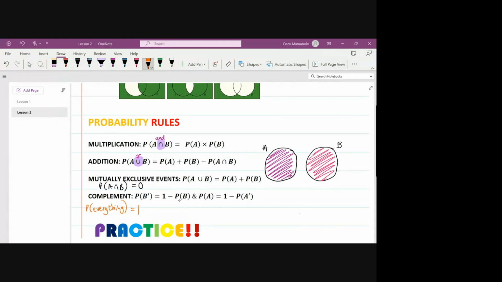So if they ask us for the probability of the complement, so if they say, what is the probability of not B? That's just going to be 1 minus the probability of B. And if they ask you for the probability of A, you can just take 1 minus the probability of not A. Both of those things are quite important. They're going to come up.